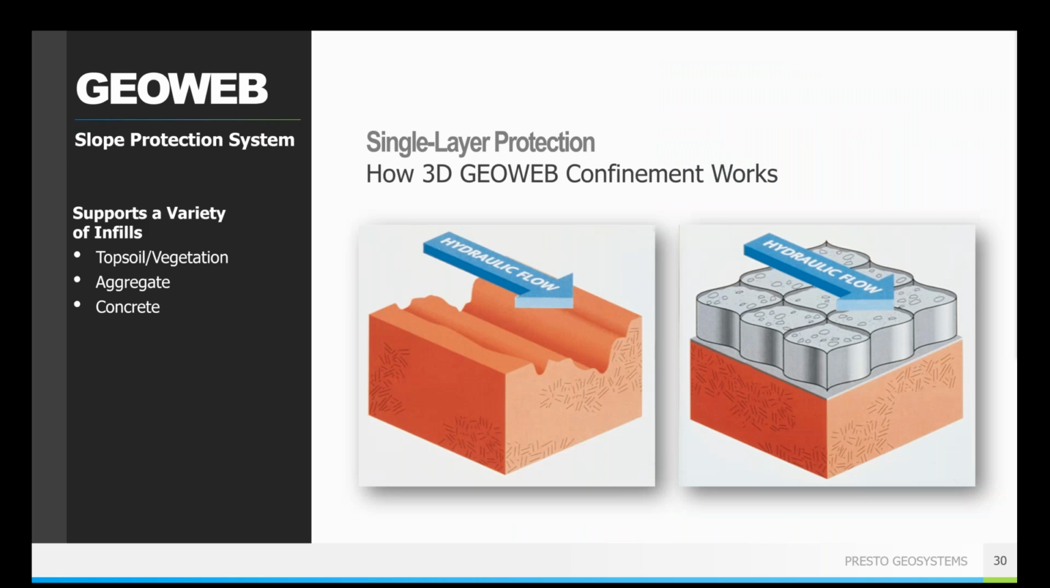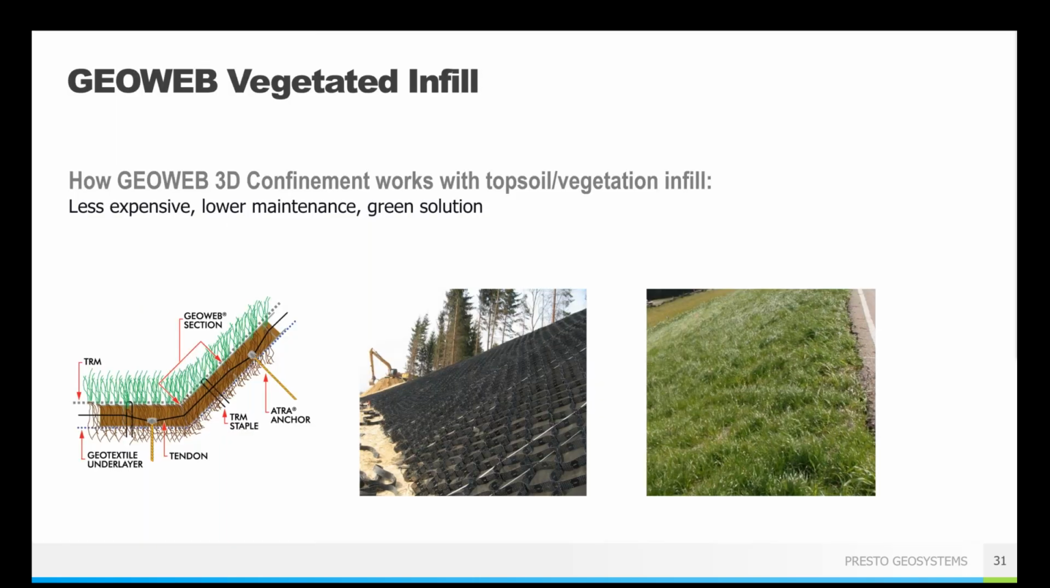And like I said, this is how that confinement works. By preventing the material from getting picked up and washed away due to water flow, you are preventing things like rills and gullies from forming, so that it can have that superficial protection without large mass movement. And it does help hold that soil in place, allowing for that vegetation to grow.